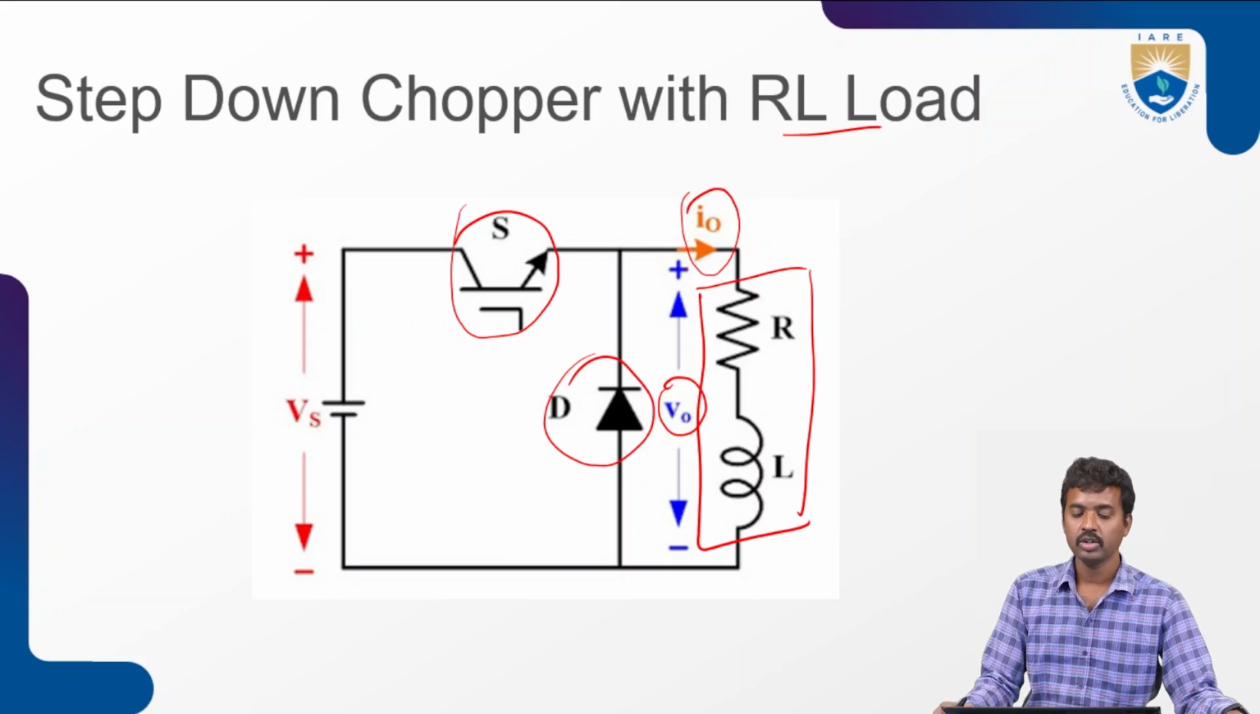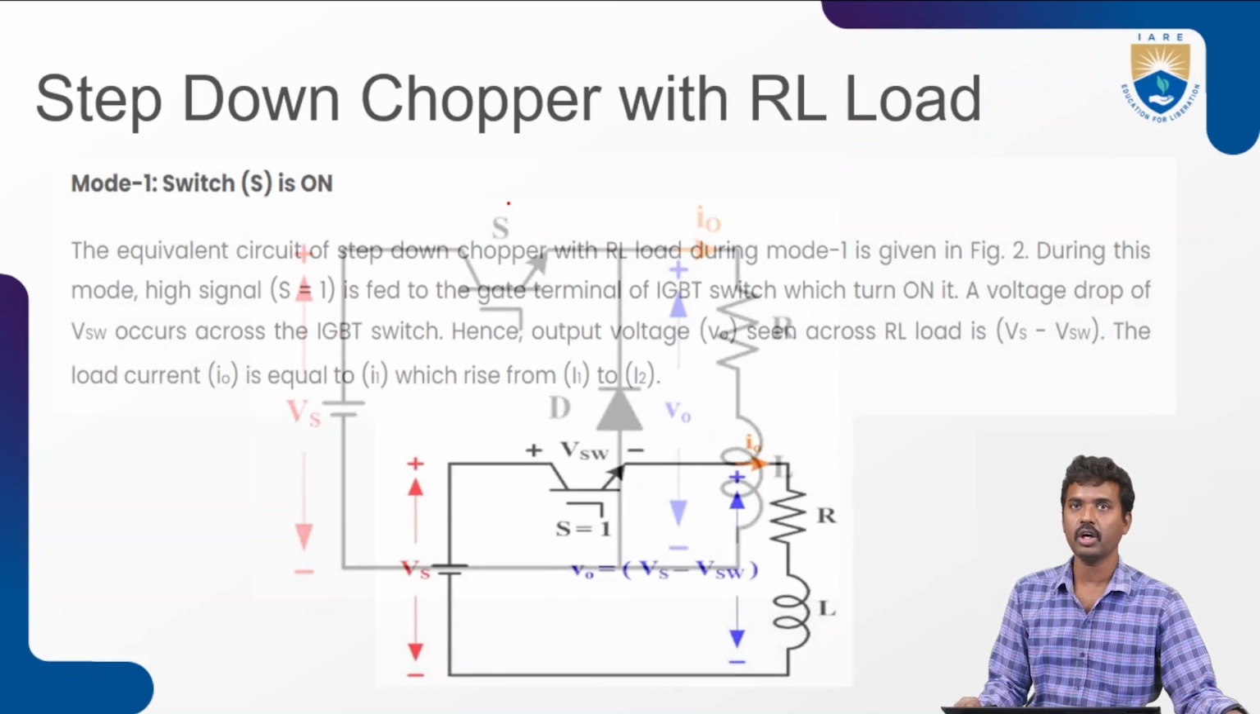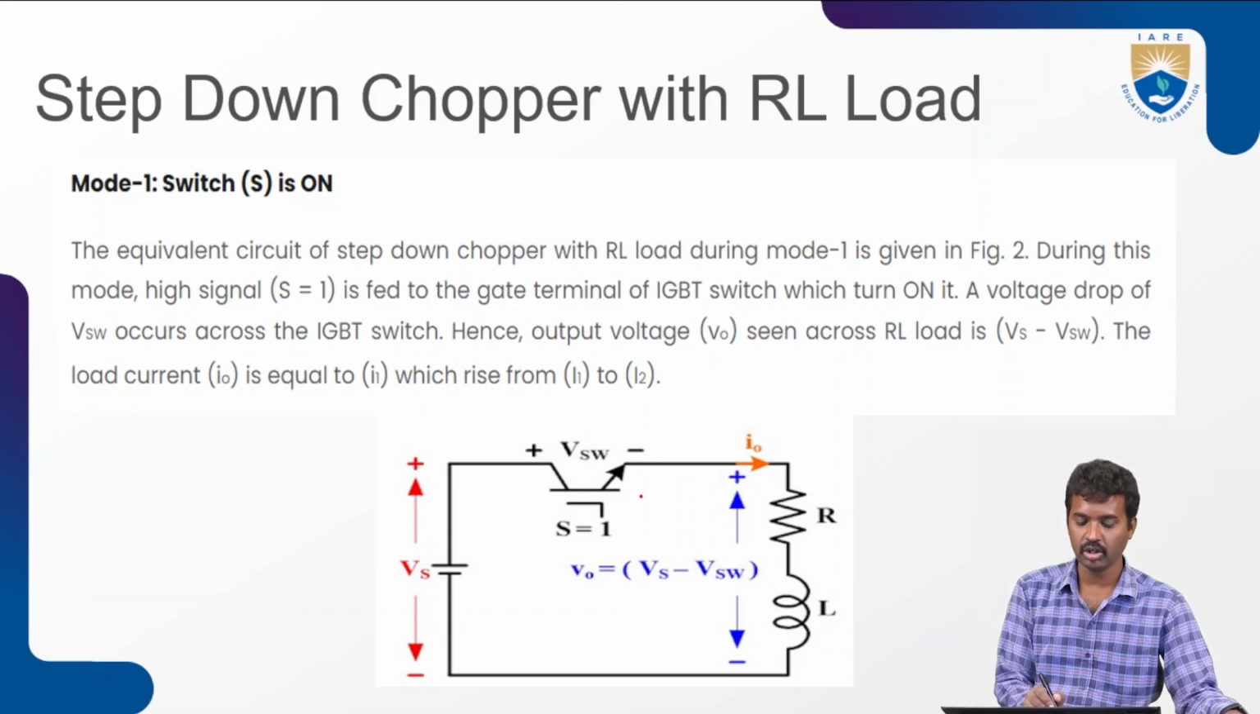Now, when the switch is on and when the switch is off. Case 1 is for switch is on, and case 2 for switch is off. First I will explain mode 1. Case 1, switch is on. Here it is on, means it is short circuit.